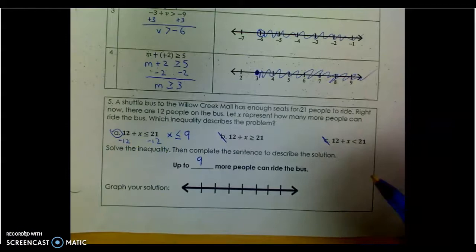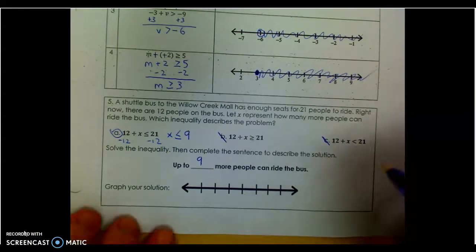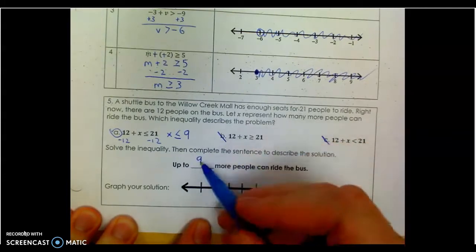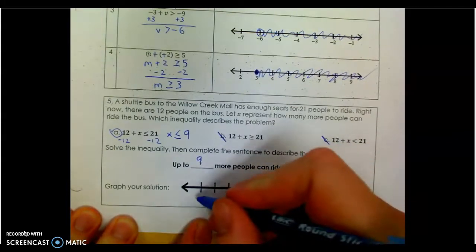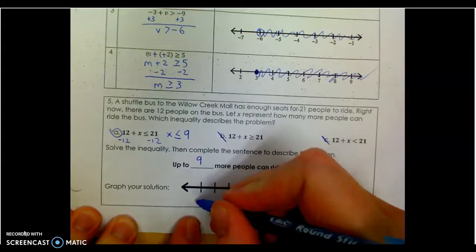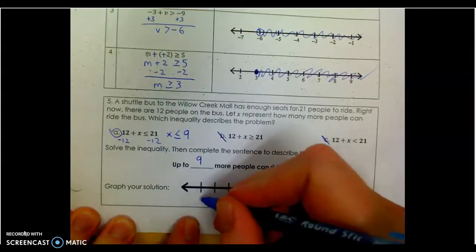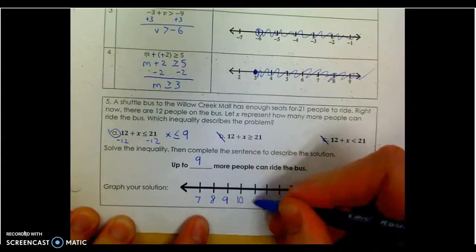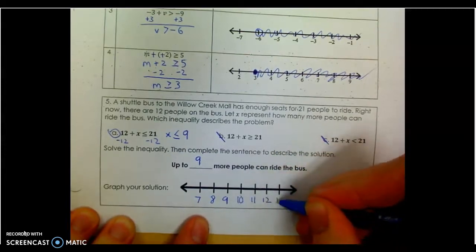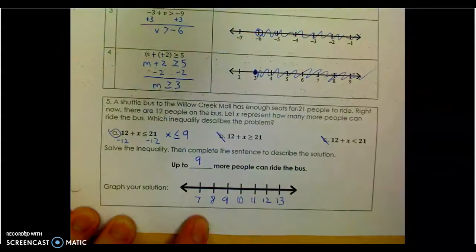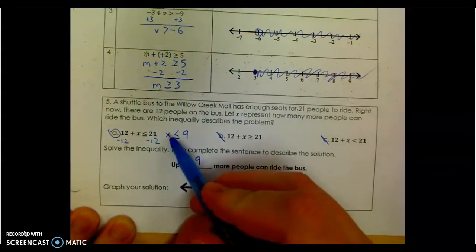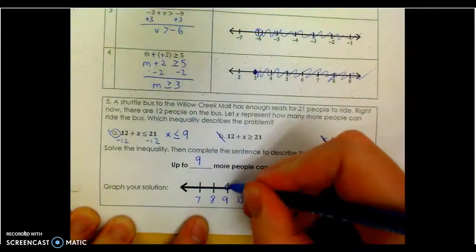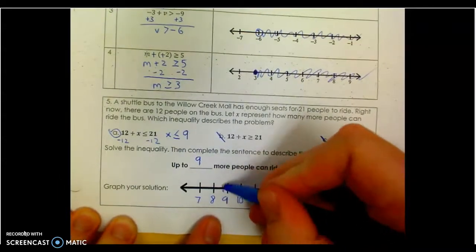Our last step is then to graph the solution. So we have a number line down here. So I'm just going to create a number line. I need to make sure 9 is in my number line. So I'm going to use, I don't know, we'll say 7, 8, 9, 10, 11, 12, and 13. I know my inequality is that x has to be less than or equal to 9. So I'm going to use a closed dot at 9 and shade to the left.